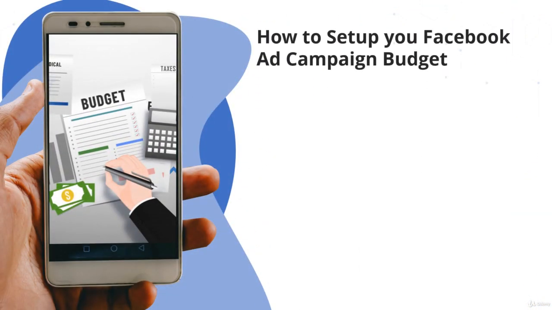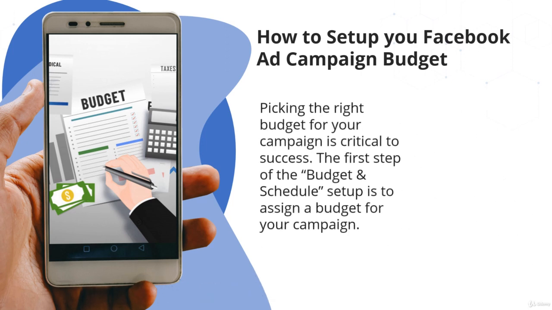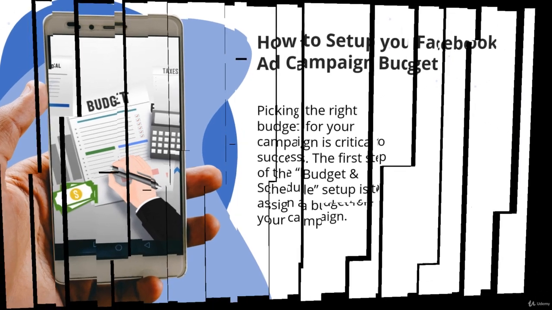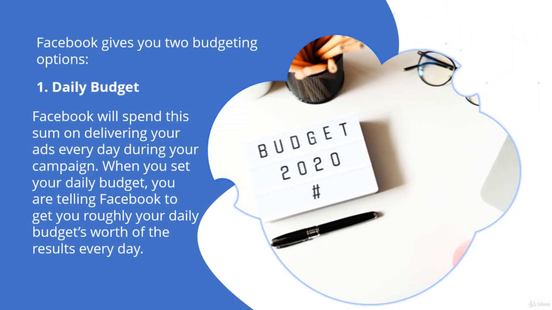How to set up your Facebook ad campaign budget. Picking the right budget for your campaign is critical to success. The first step of the budget and schedule setup is to assign a budget for your campaign. Facebook gives you 2 budgeting options. One, daily budget. Facebook focuses on delivering your ads every day during your campaign. When you set your daily budget, you are telling Facebook to get you roughly your daily budget's worth of the results every day.